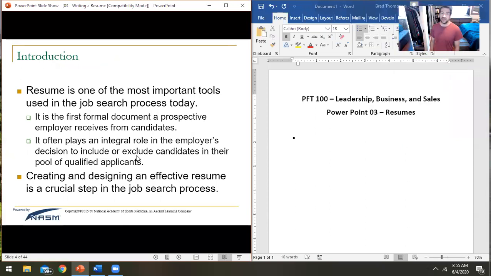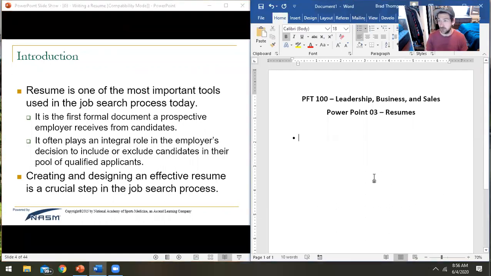A resume obviously is an important tool that is basically a snapshot of your entire professional life. It's a snapshot of all of your skills, your experience, and anything that sets you apart from your standard person calling themselves a personal trainer, you know? So it's a very important part of the job search process.